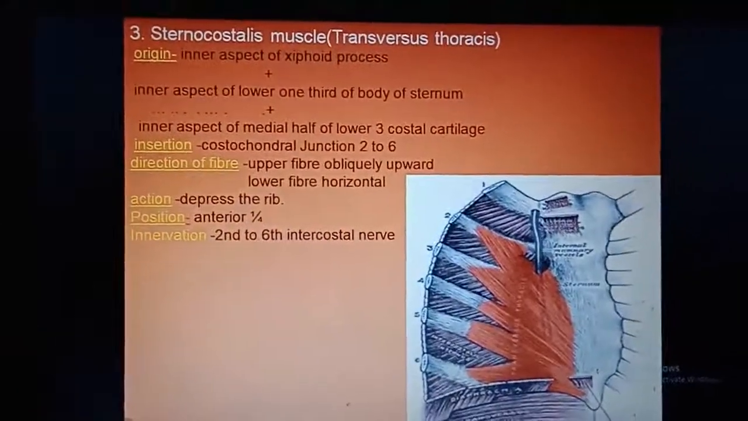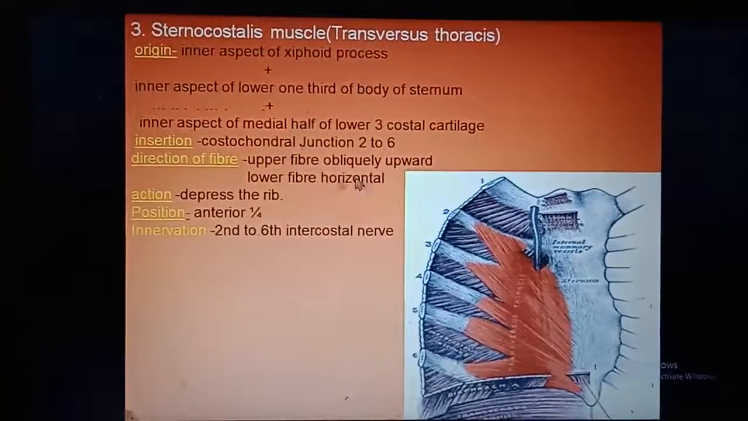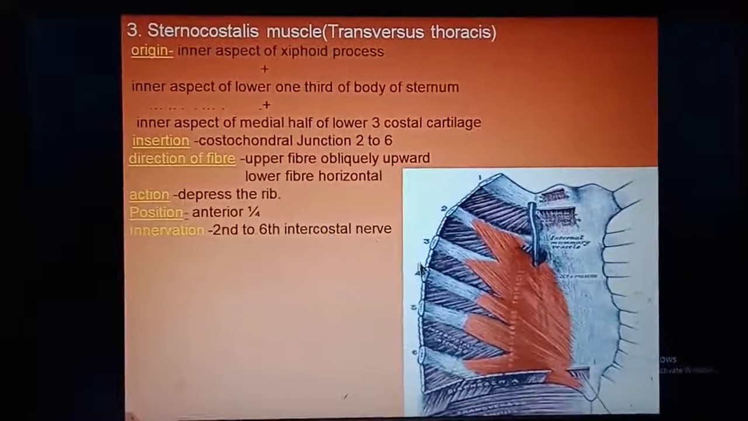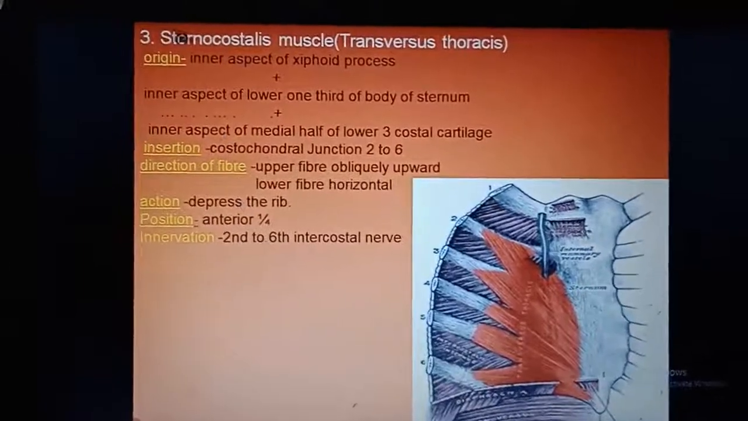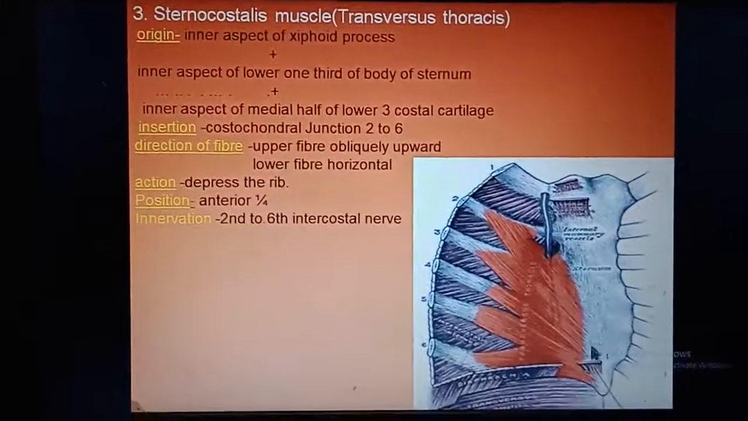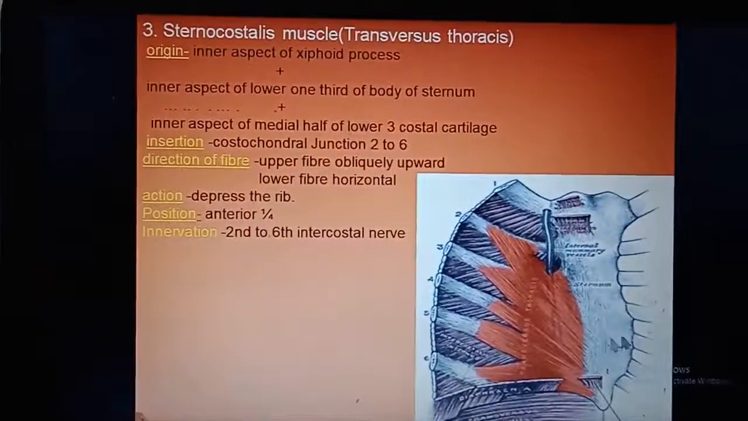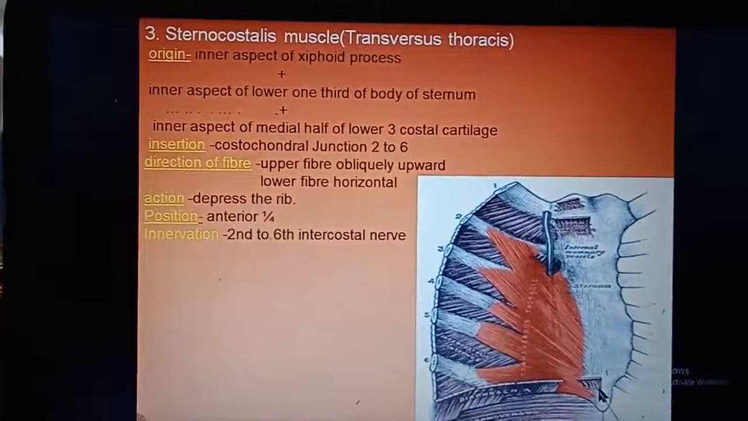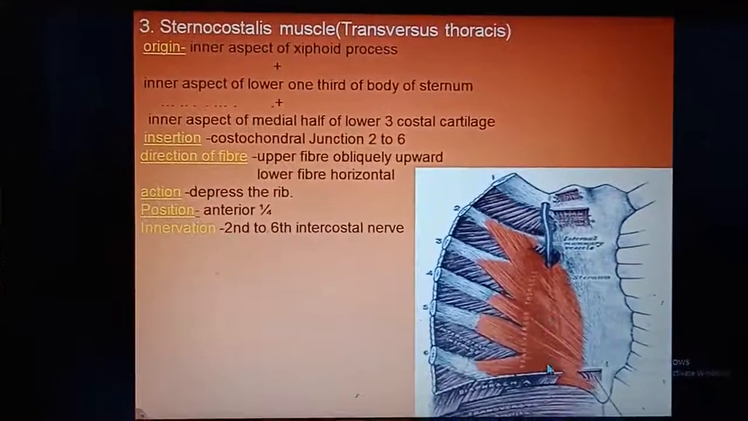Coming to the third muscle, that is the third layer, there are sisters. From anterior to posterior they are sternocostalis, in the middle part the innermost intercostal, and posteriorly the subcostalis muscle. So first comes anterior, that is sternocostalis. Here we are seeing the posterior aspect of the sternum. The sternocostalis muscle takes its origin from the lower one third of the body of the sternum, the posterior or inner aspect of the xiphoid process, as well as the lower 3 to 4 costal cartilages.